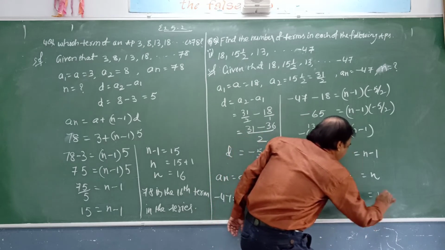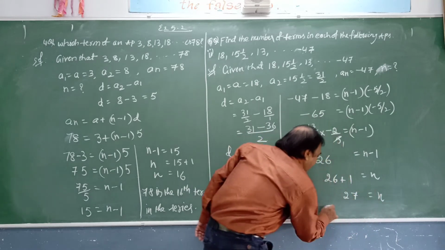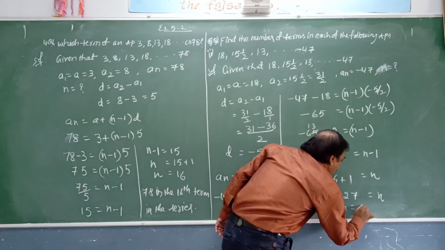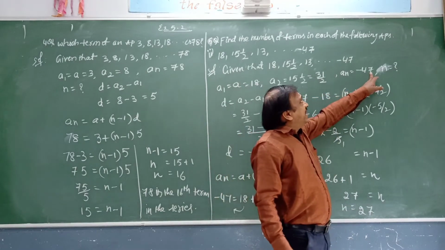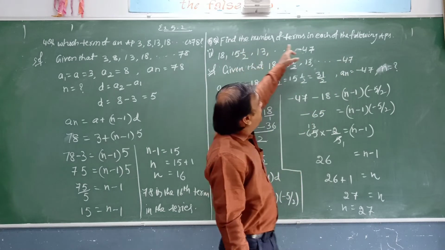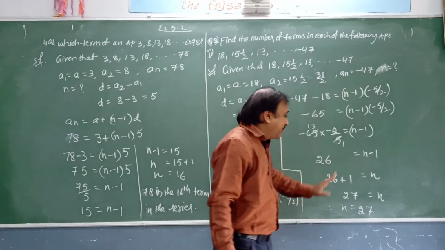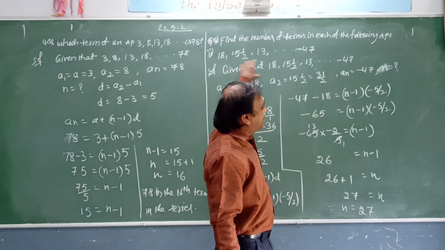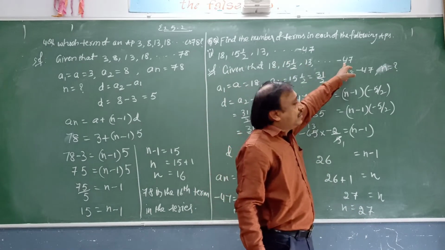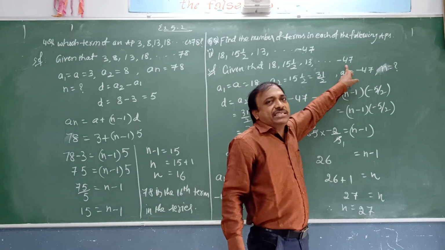26 plus 1, n is equal to 27. Therefore, n is equal to 27. That means the last term is minus 47. Here you see, find the number of terms in each of the following. How many terms are there in the series? 27. The last term in the series, the 27th term, is minus 47.